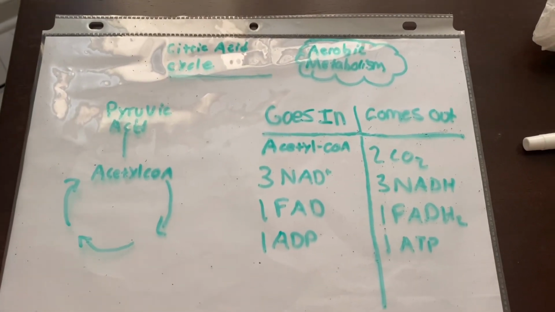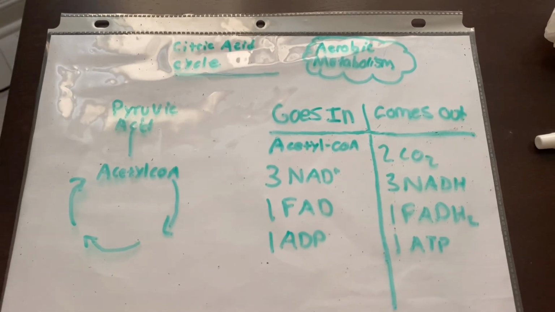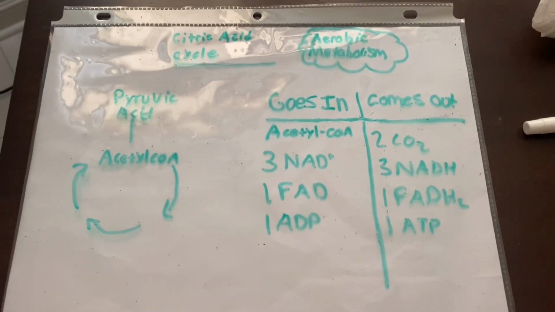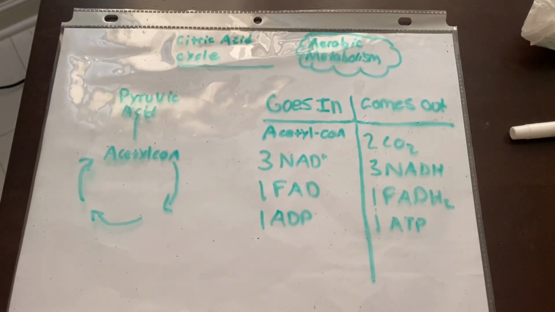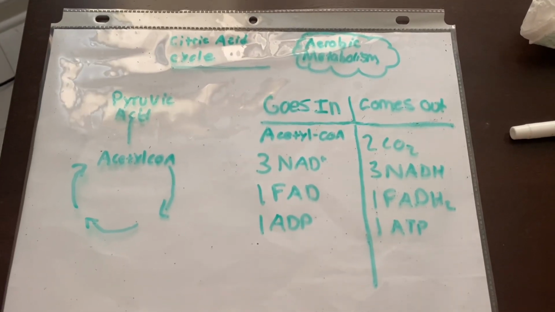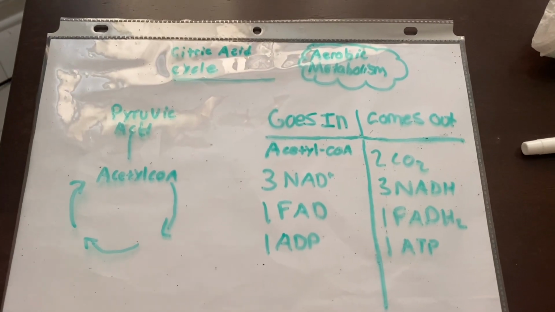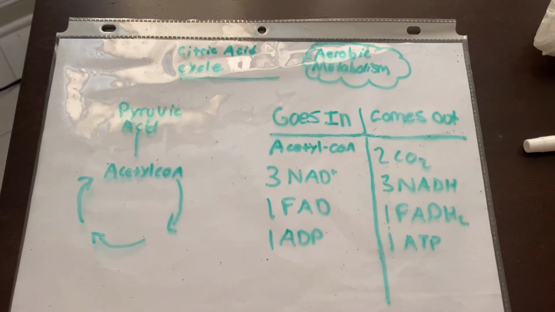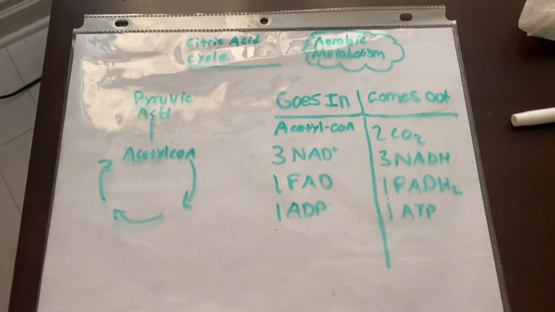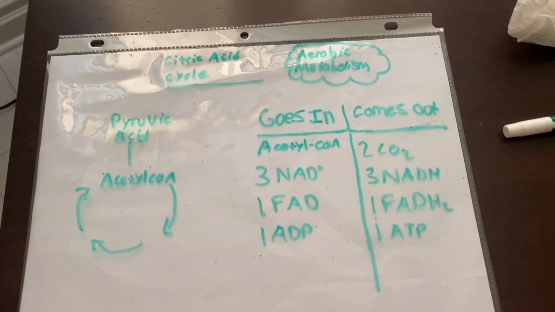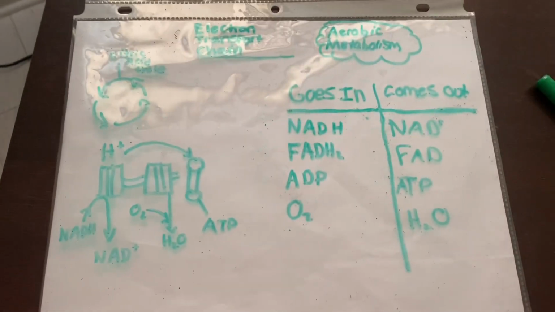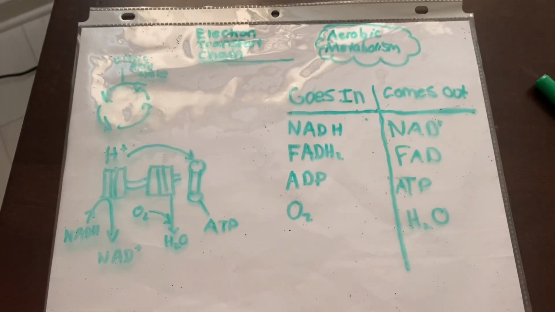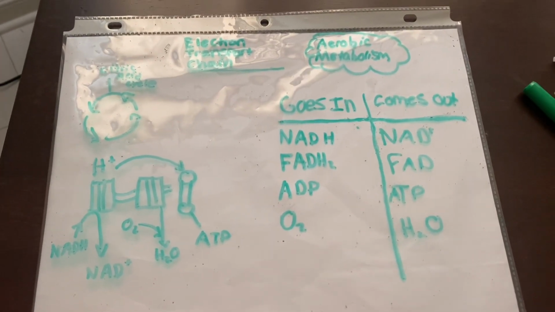So acetyl-CoA goes in, 3 NAD+ goes in, 1 FAD goes in, and 1 ADP goes in. Comes out is 2 CO2, 3 NADH, 1 FADH2, and 1 ATP. This happens aerobically, and it happens in the mitochondrial matrix as well.